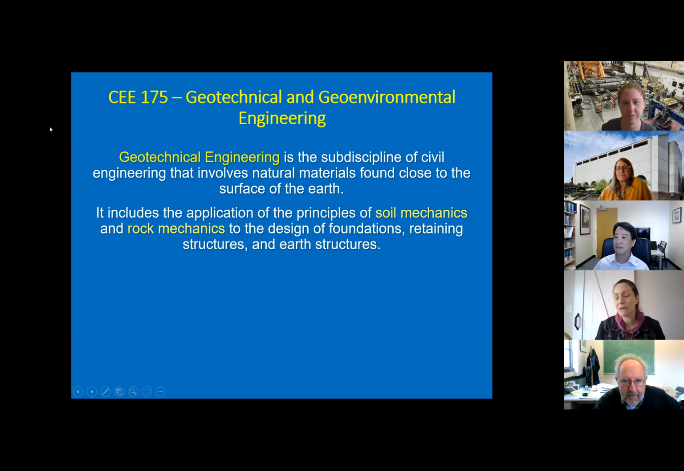So the class that I'll be describing is C175, Geotechnical and Geoenvironmental Engineering. This is the class where you first get exposed, introduced, and hopefully learn some of the fundamentals behind both geotechnical engineering and a little bit about geoenvironmental engineering. Geotechnical engineering is the part of civil engineering that deals with natural materials found fairly close to the surface of the earth, which is what separates us from geologists and seismologists. We discuss the principles of soil mechanics and rock mechanics to a lesser degree, and how these affect the design of foundations, retaining structures, and earth structures.